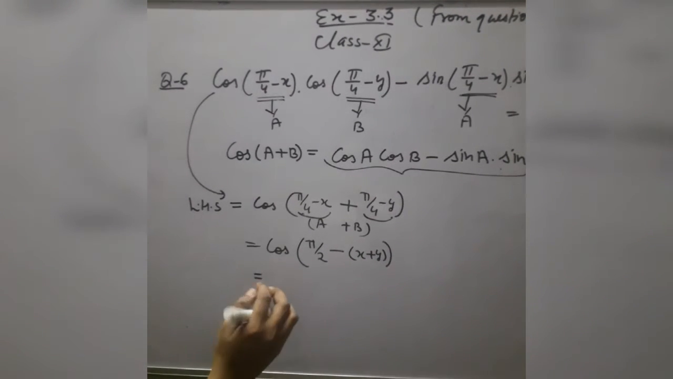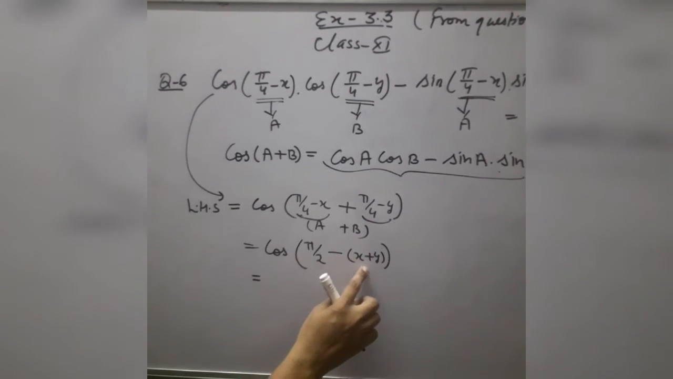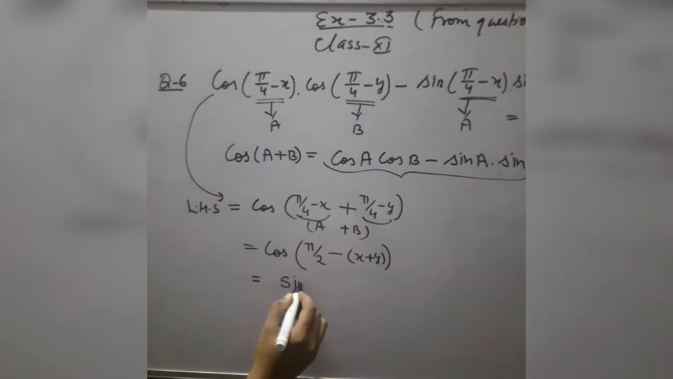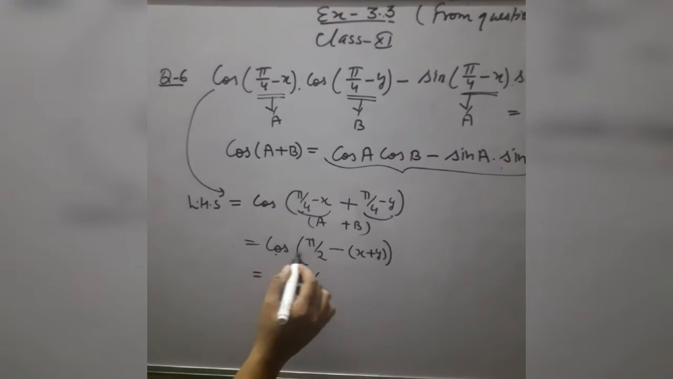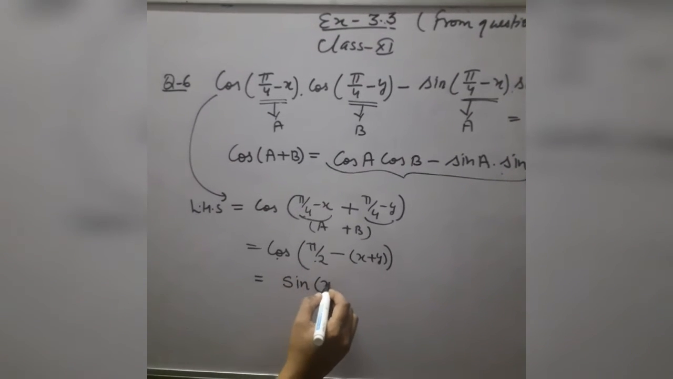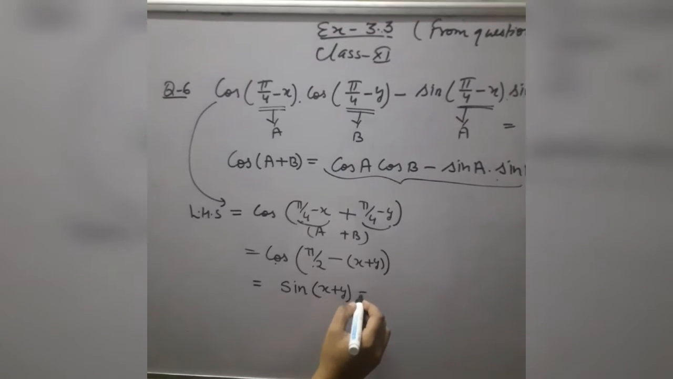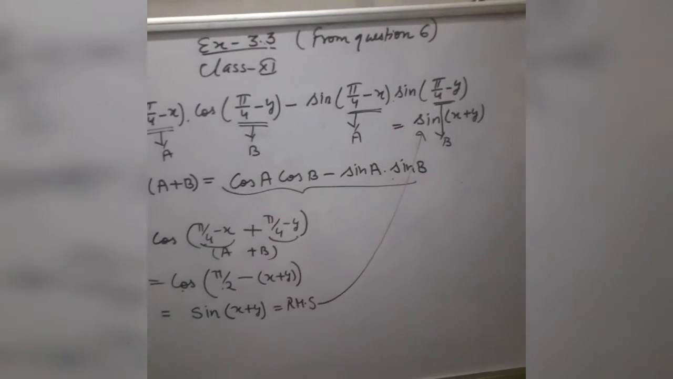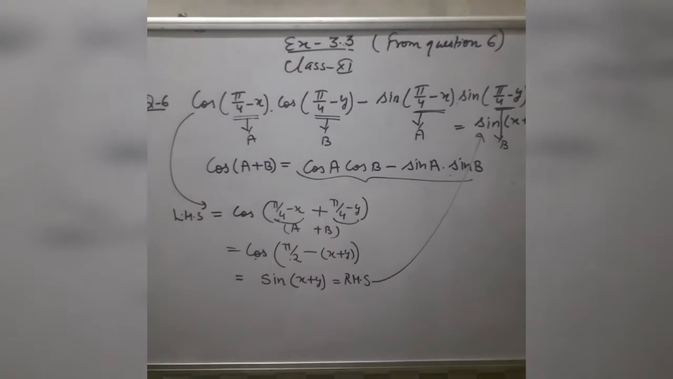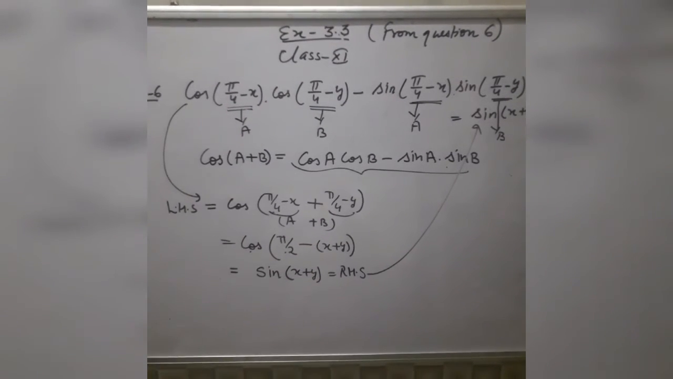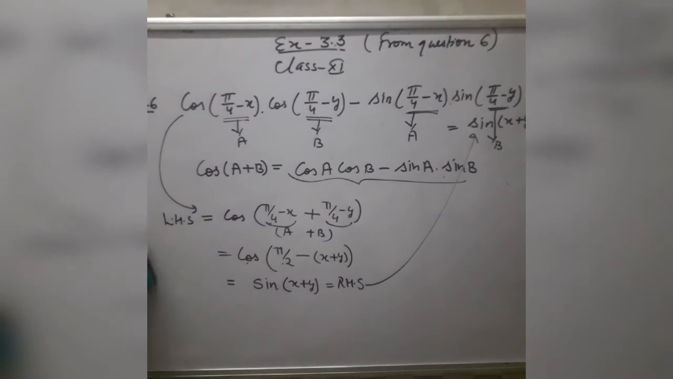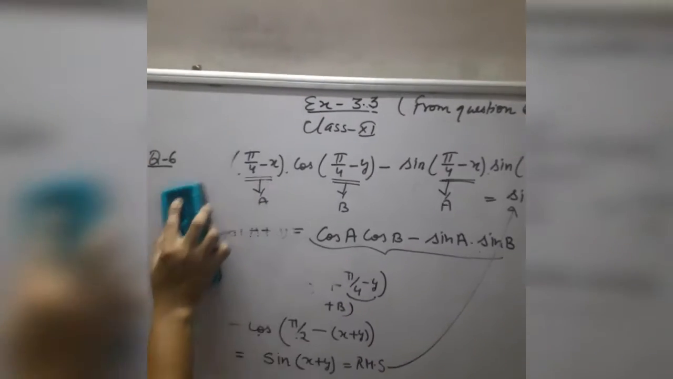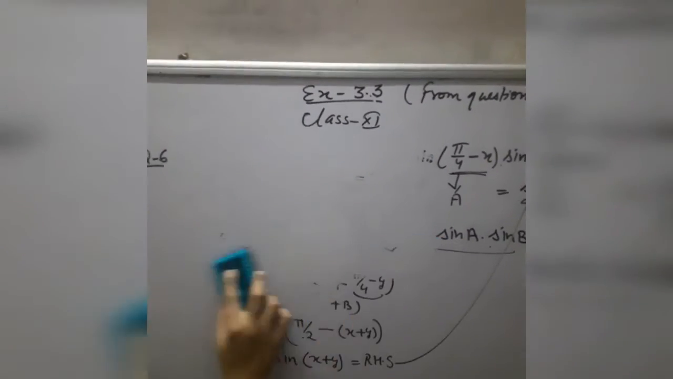And all of you know that cos(90 - theta) is equal to sin theta. So cos(pi/2 - (x + y)) becomes sin(x + y), which is equal to the right hand side of this sum. So hence the given result is proved. Let us see the next question, question number 7. I hope all of you understood this sum.